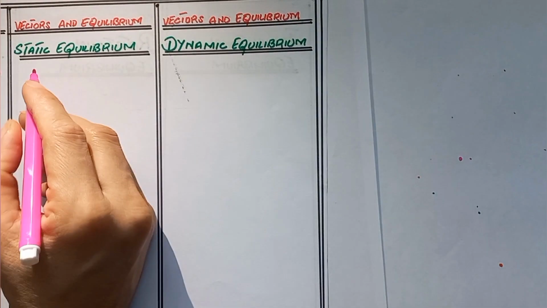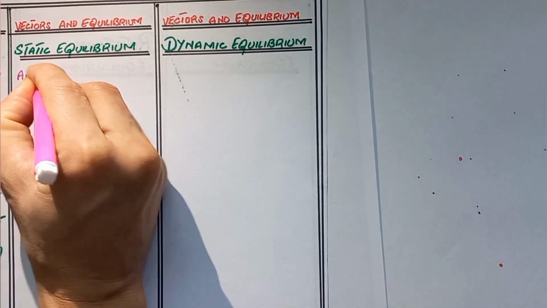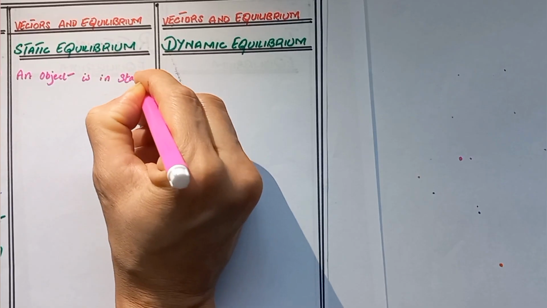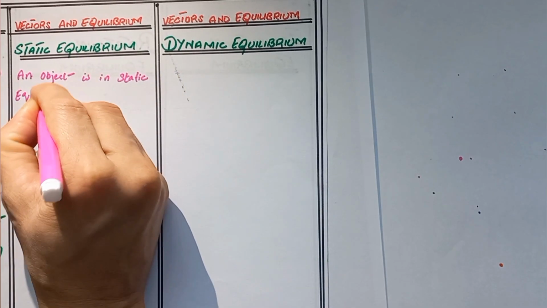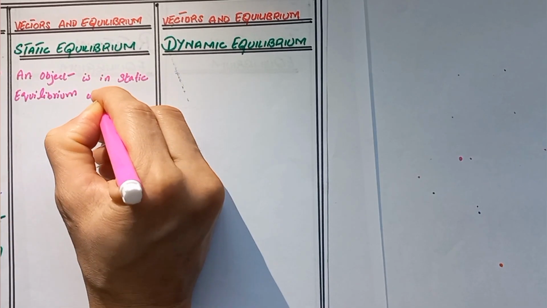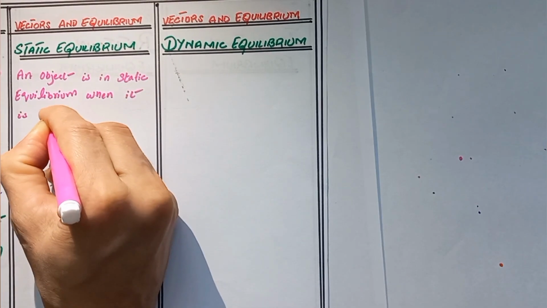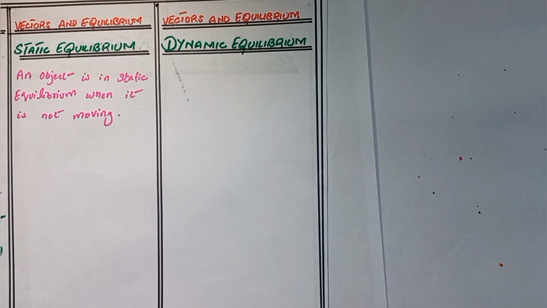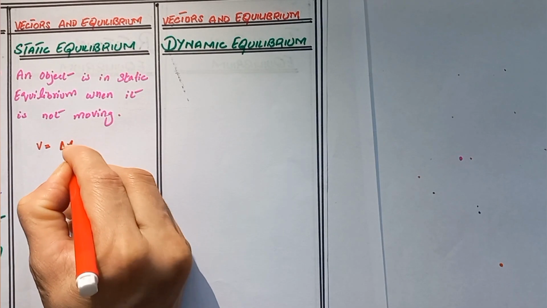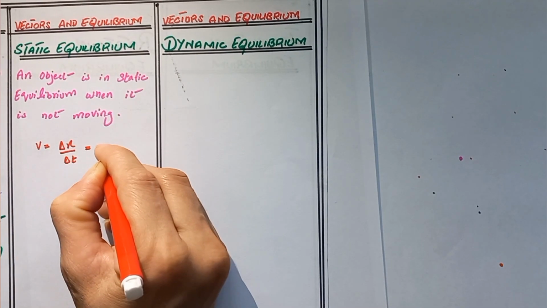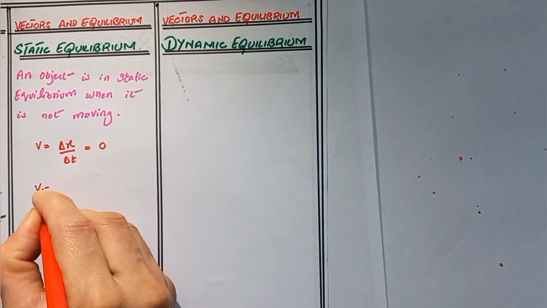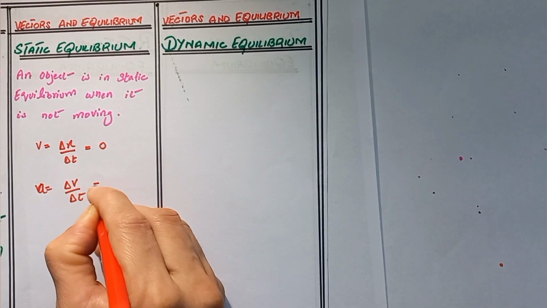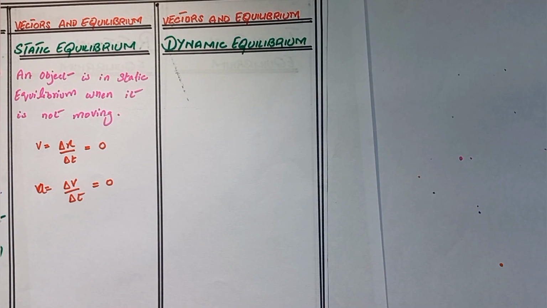Now we discuss the static equilibrium. What is the static equilibrium? An object is in static equilibrium when it is not moving. So here we write velocity is equal to 0 when an object is not moving, and acceleration is also equal to 0 when velocity is 0 in the static equilibrium.